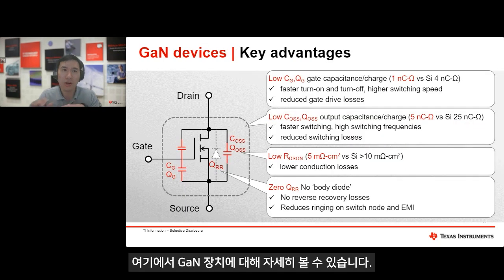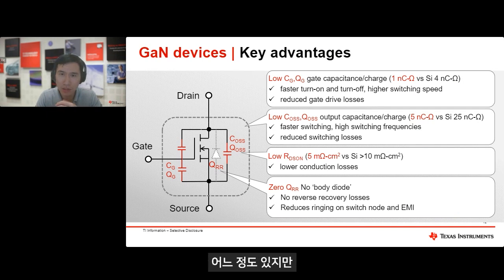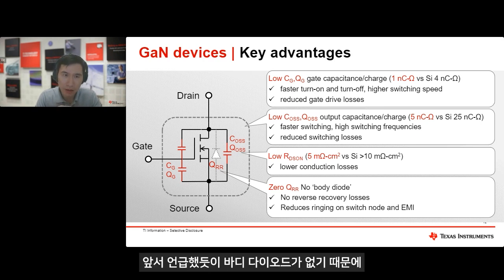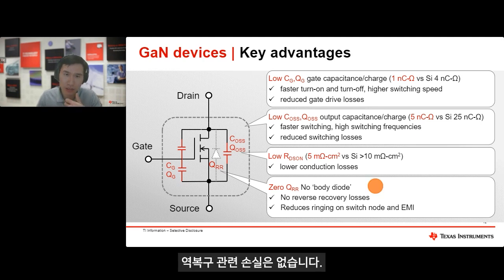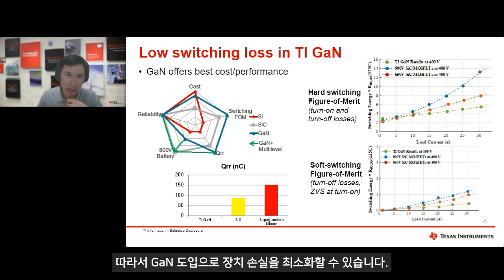We can see more details about GaN devices here. For the loss inside the device, because of the material property, the figure of merit of GaN is a lot better compared with silicon. So the GaN device will have lower COSS loss with the same RDS(on). And as I mentioned, since there is no body diode, there's no reverse recovery related loss. So the loss from the device can be minimized with GaN adoption.